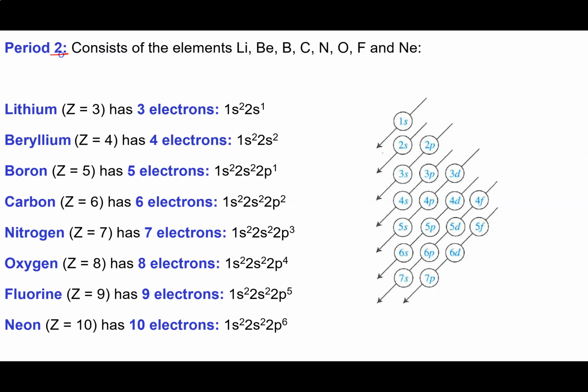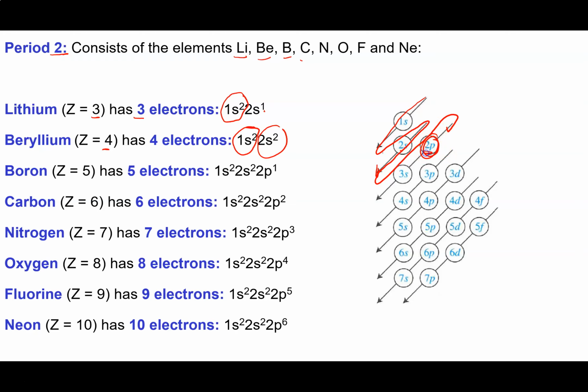So when we get to period 2, these are the elements lithium, beryllium, boron, carbon, nitrogen, oxygen, fluorine, neon, up to element number 10. So lithium, atomic number 3, it's got 3 electrons. The first 2 are in the 1s subshell, and then the third one is in the 2s subshell. Beryllium has 4 electrons. The first 2 are in the 1s subshell, and then the second 2 are in the 2s subshell. Now, the 2s subshell is filled now, and we have to go to the beginning of our next arrow.